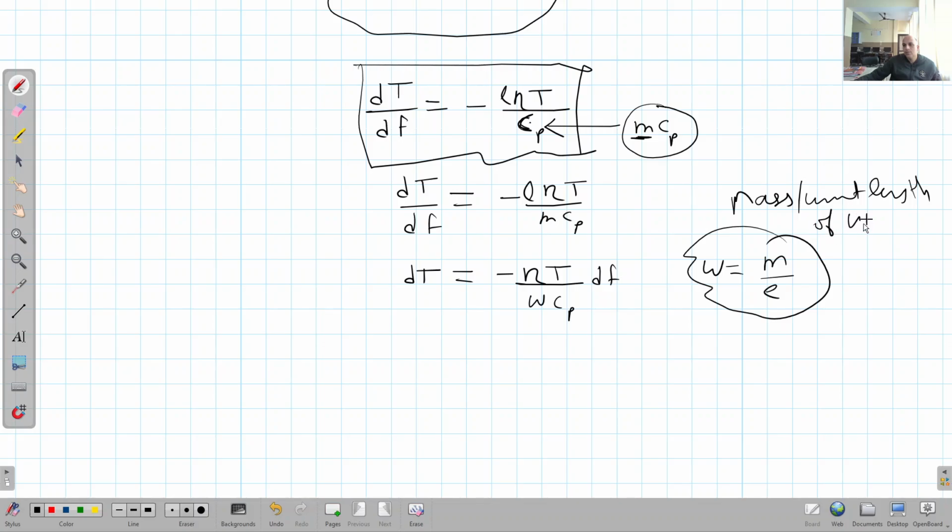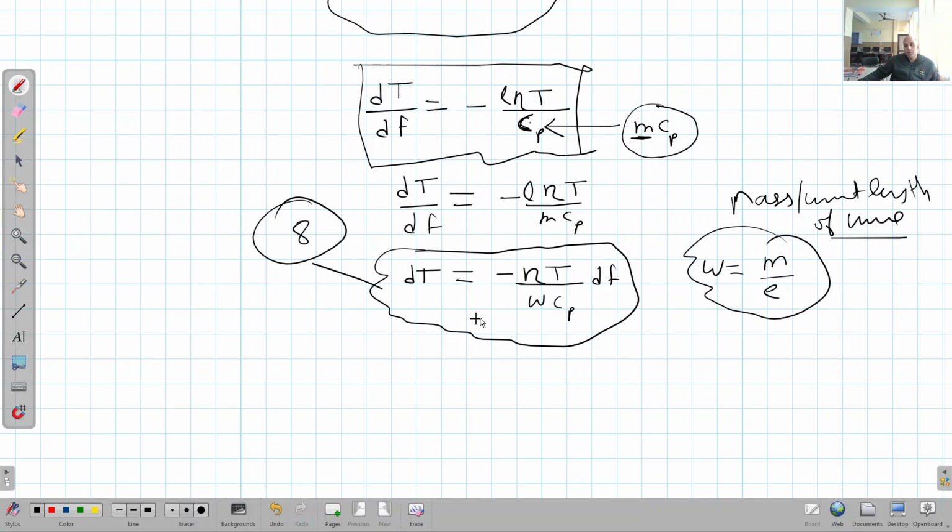Length of a wire. Clear? So now this is the required relation that we were looking at. Now we are going to make the interpretation of this relation, this result. I am giving this name equation number 8. So what does it mean?